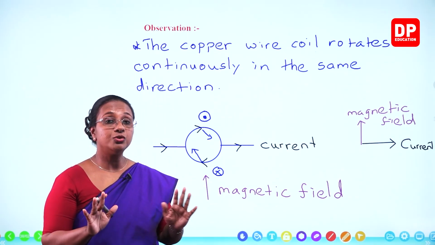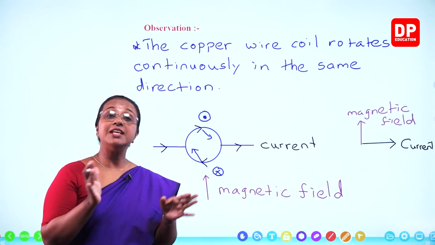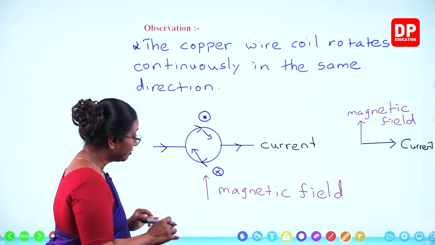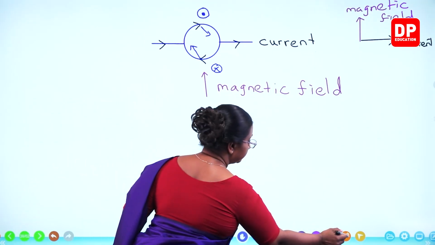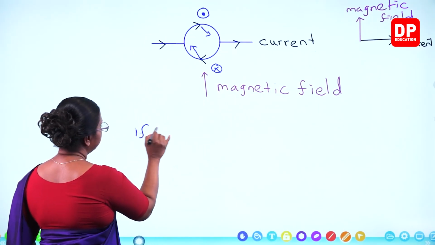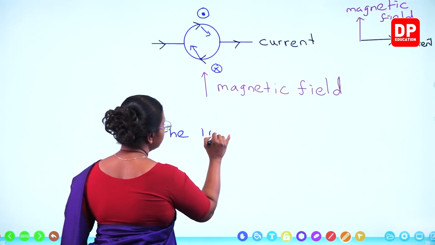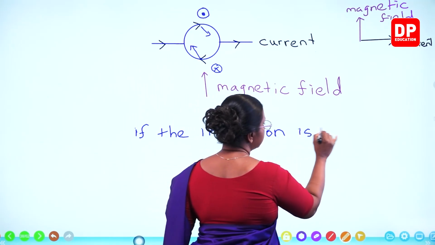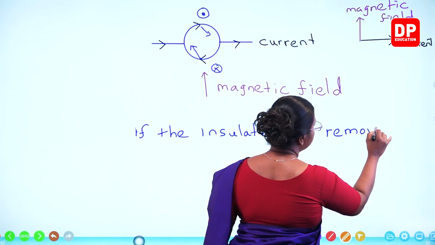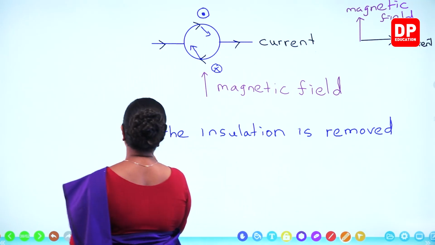Now this is to avoid the change in direction. Now what will happen? Just imagine if the insulation is removed completely.